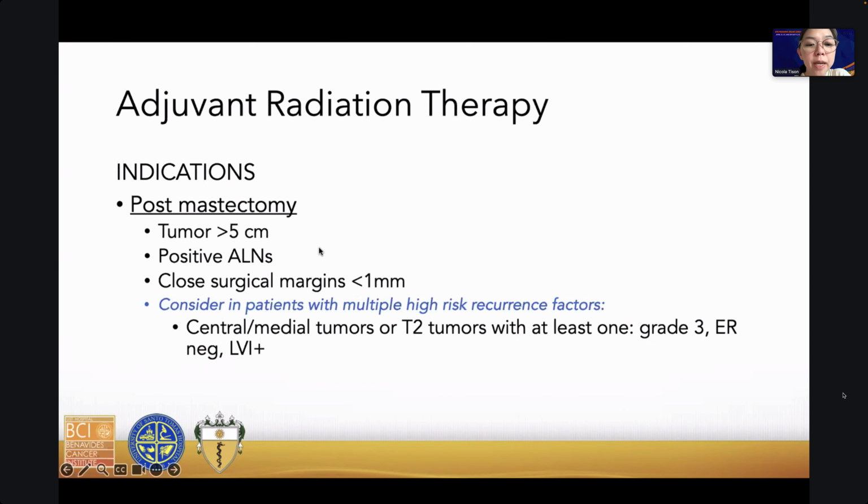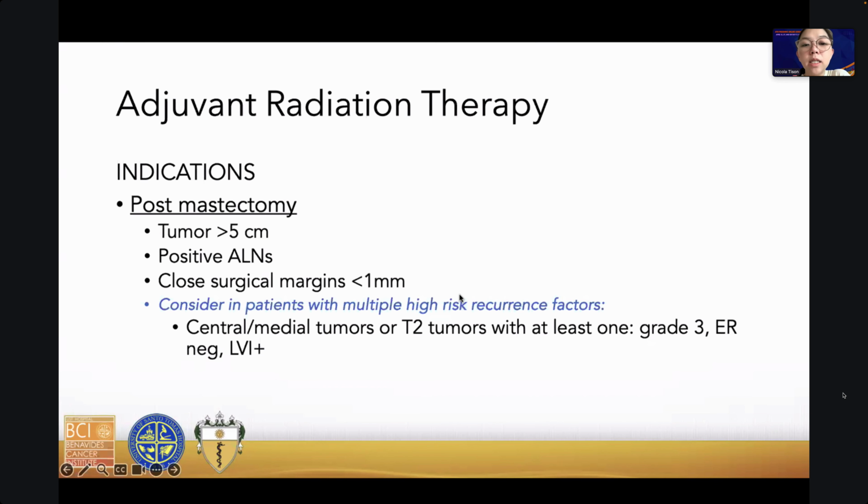So if you have a patient, for example, with a 4 cm tumor, no nodes, pero it turns out yung margin mo is less than 1 millimeter, then they will have to go for RT when they had no other indications. We may also consider post-mastectomy RT in patients with multiple high-risk recurrence factors such as central or medial tumors or T2 tumors with at least one, either grade 3, estrogen receptor negative, or LVI positive.